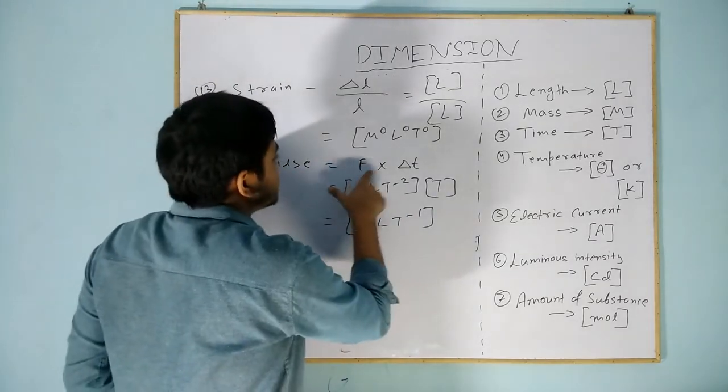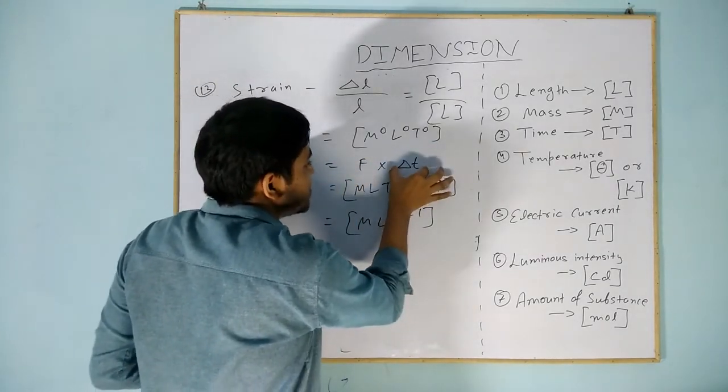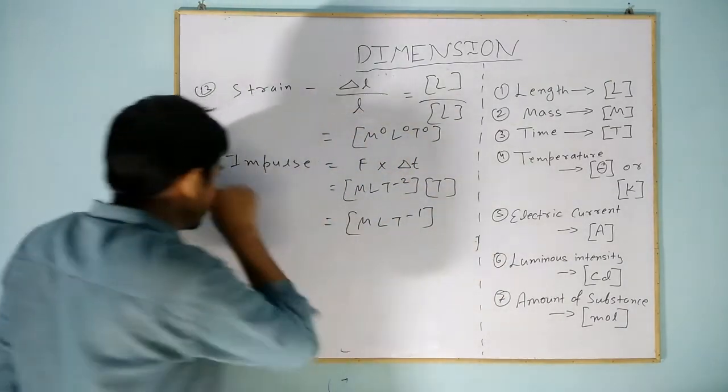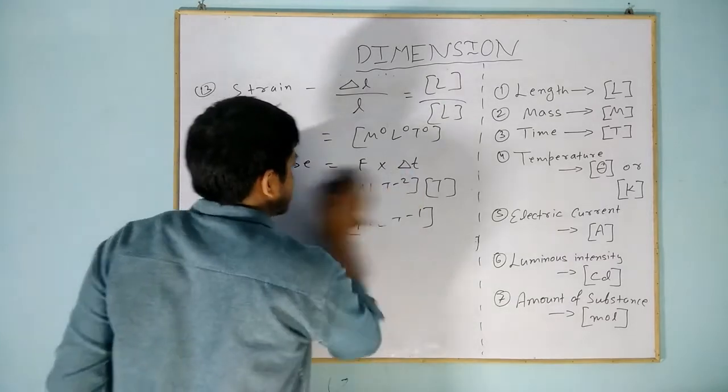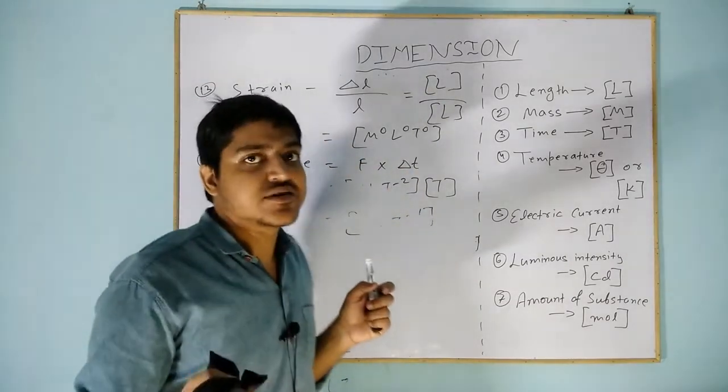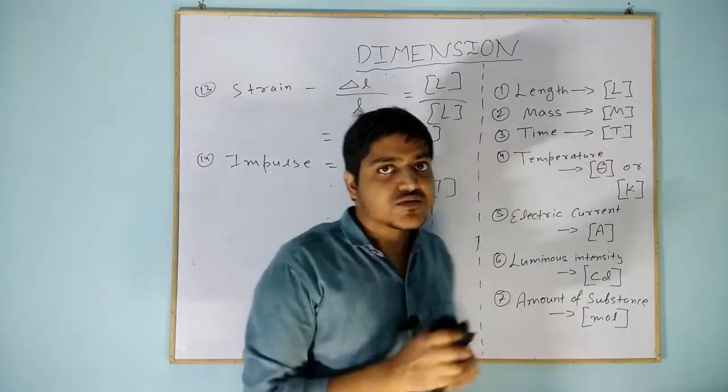See, impulse is force multiplied by the duration of time for which the force is acting. You will learn about it, don't worry. Just remember the formula, because that is the only thing that is needed to find the dimension of physical quantities.